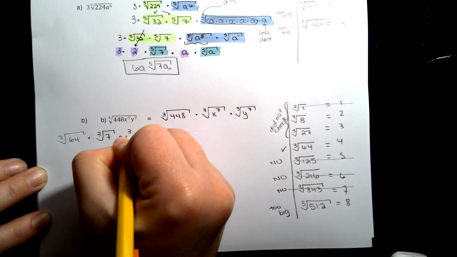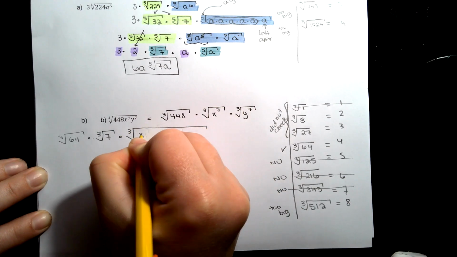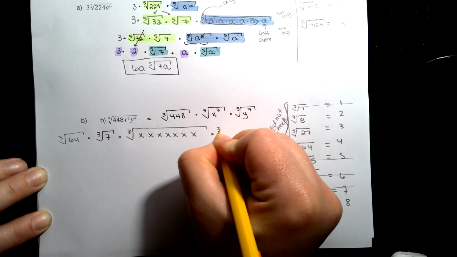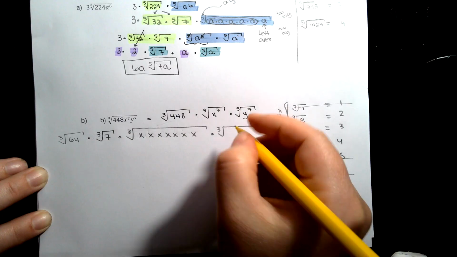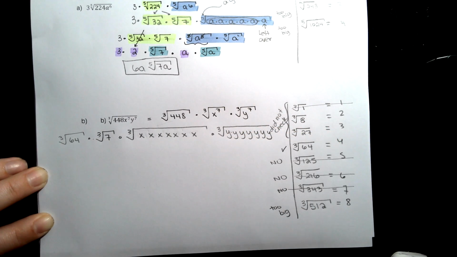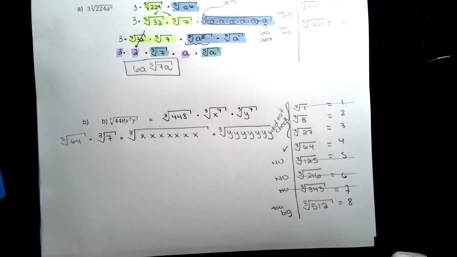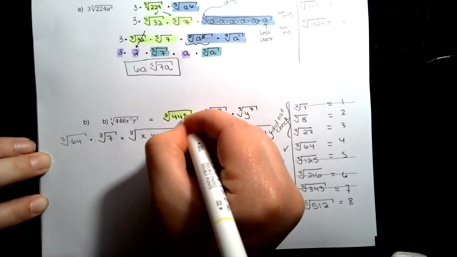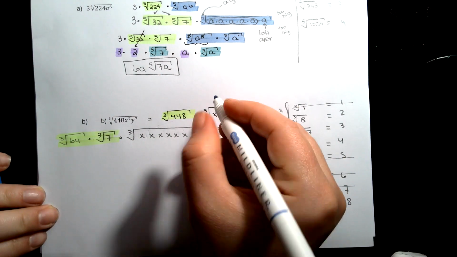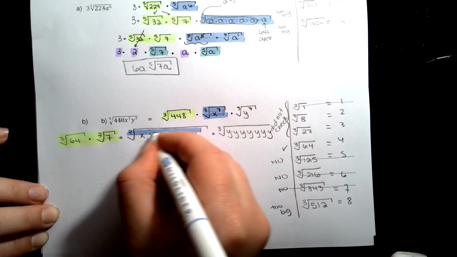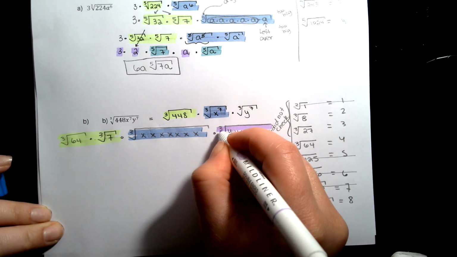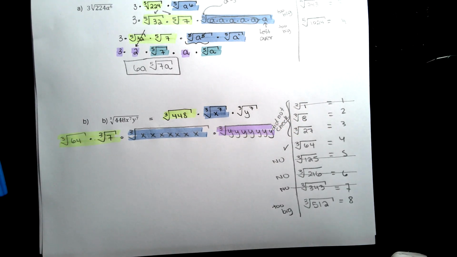Now I'm going to expand the cube root of x to the 7th power: 1, 2, 3, 4, 5, 6, 7, times the cube root of y to the 7th: 1, 2, 3, 4, 5, 6, 7, barely made it. And so let me go ahead and color code this. So the cube root of 448 ended up being the cube root of 64 times the cube root of 7. Next, we have the cube root of x to the 7th power, where I expanded 7 x's. And we got the cube root of y to the 7th power, which again, I wrote those out.